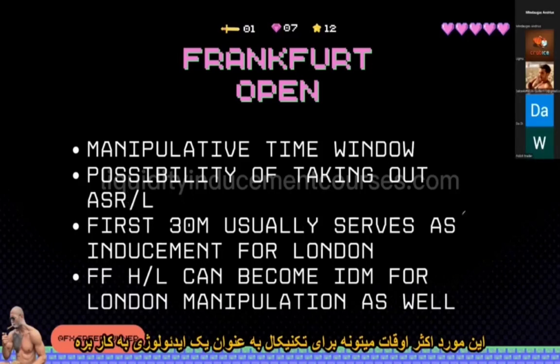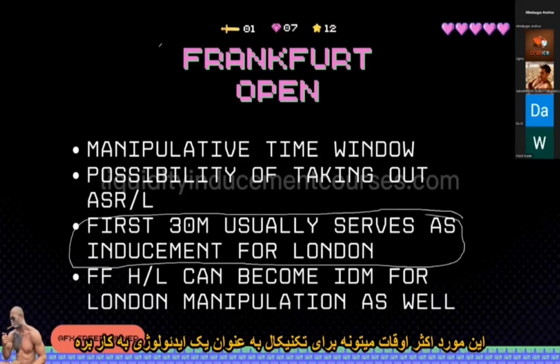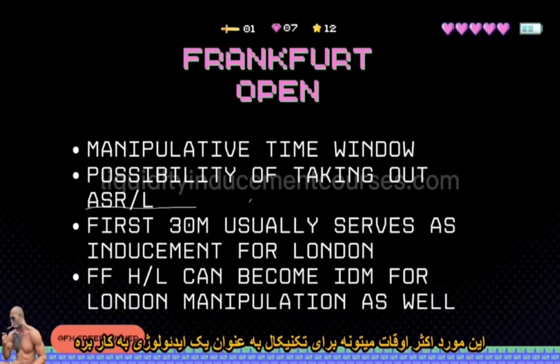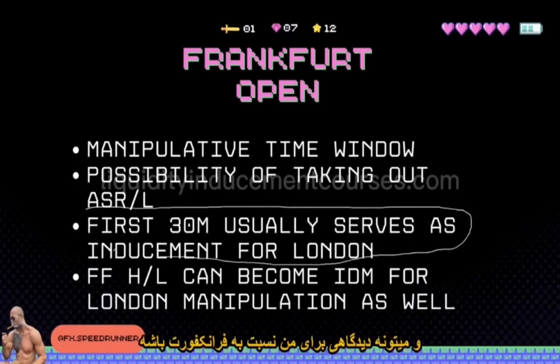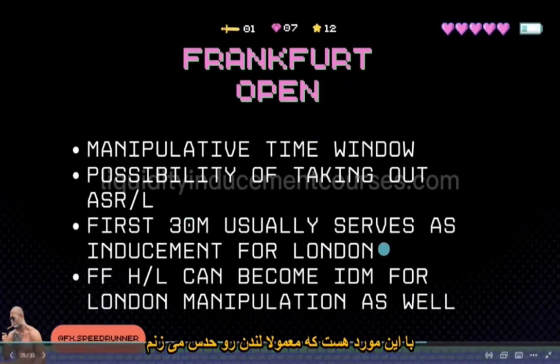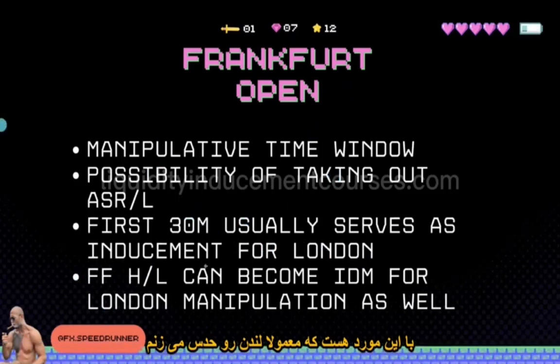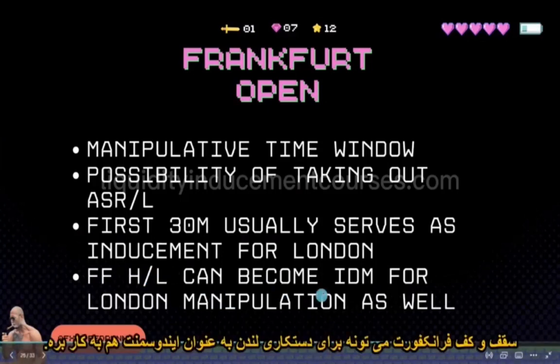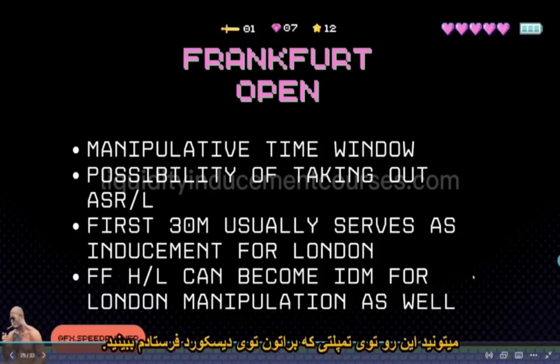So this can't be applied on technicals that often. It's just an ideology and a mindset that I have towards Frankfurt, and that's how I anticipate the London moves. Frankfurt high-low can become inducement for London manipulation as well. And you can see this on the Asian whipsaw template that I sent you on Discord.